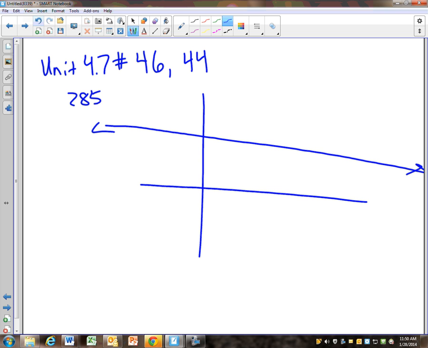Just language. So you're good. 44 or 46. No snow day tomorrow.